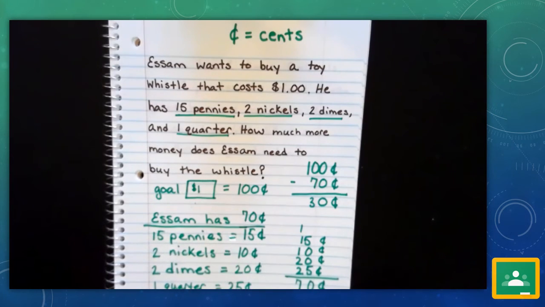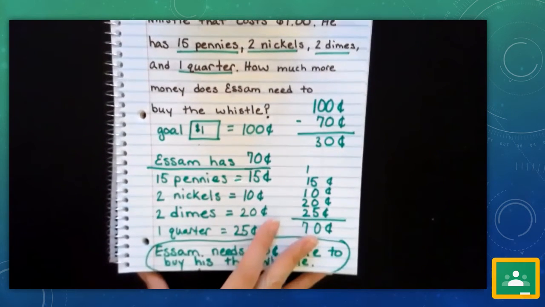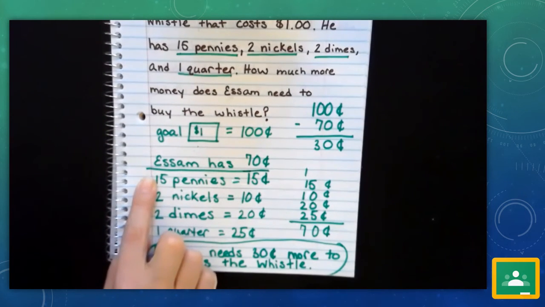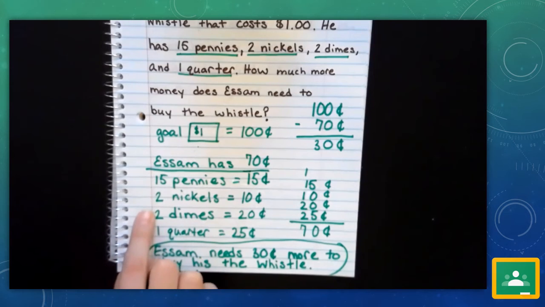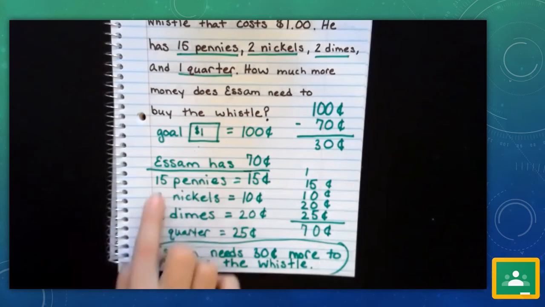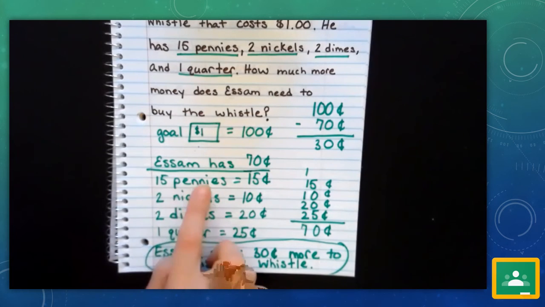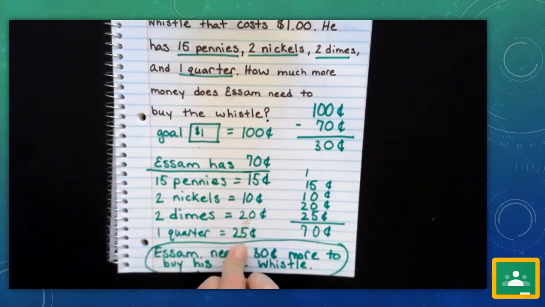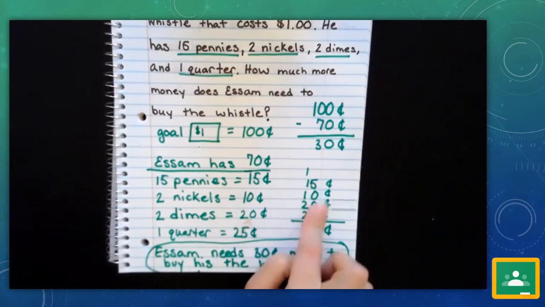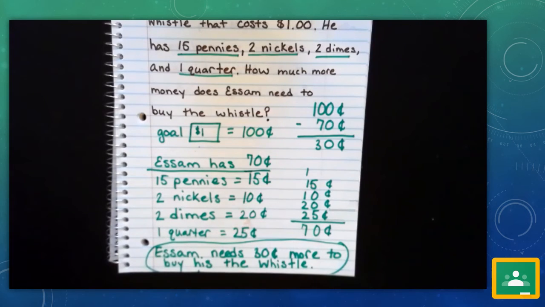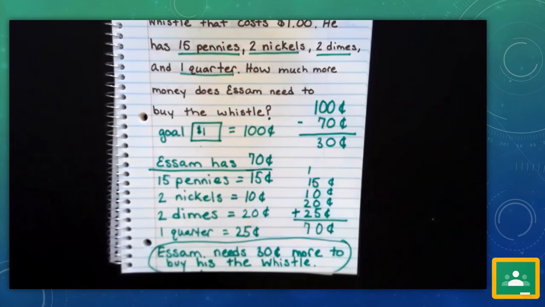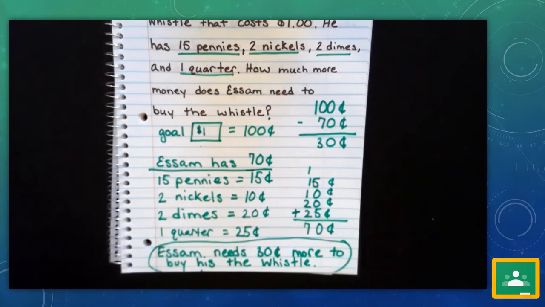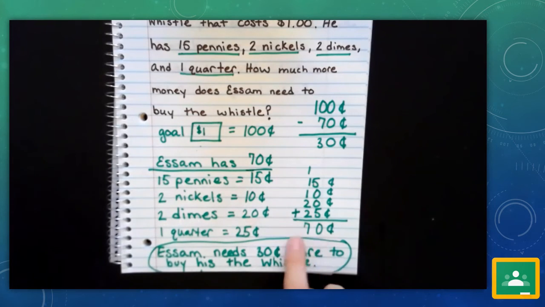And right now, he has some money. He has 15 pennies, 2 nickels, 2 dimes, and 1 quarter. So in order to really find out the total, I had to look at this information and figure out the totals for each of the different coin groups, add that information up so that I can find how much Isam has. And when I did that, I found out that Isam already has 70 cents.